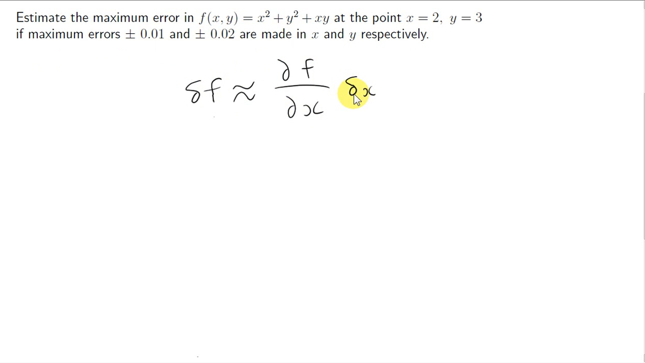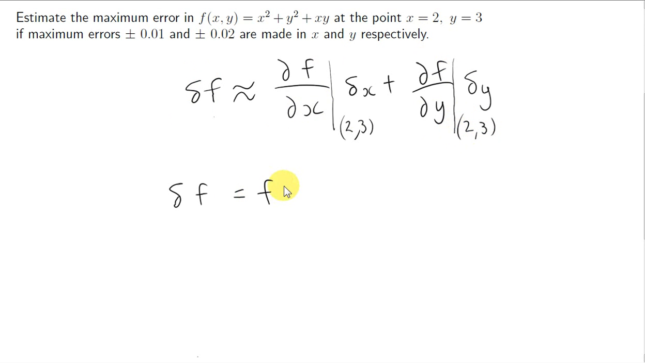So delta x is the small change in x. Delta y is the small change in y. So if we make small changes delta x and delta y in x and y respectively, then an approximation to the corresponding change in f, delta f, is given by this here. So we have to calculate both of these partial derivatives at the point (2, 3). So we want the change in f at the point (2, 3).